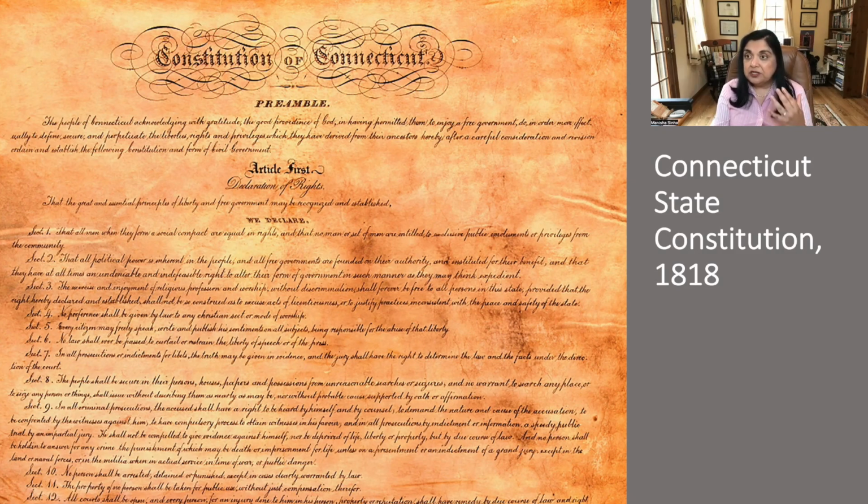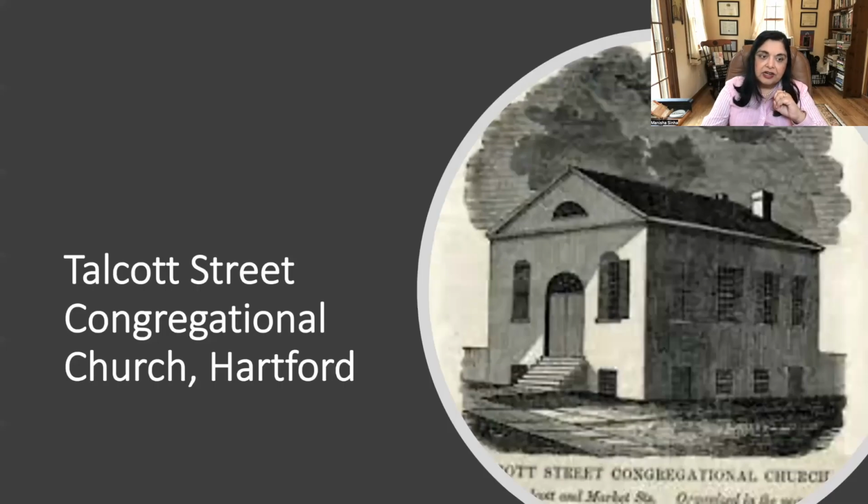And that becomes the kind of model for many other northern states who take away the right to vote from Black men who, if they could meet property holding qualifications, could actually vote in the early republic. But on the eve of the Civil War, Blacks could only vote in the New England states, except for Connecticut.